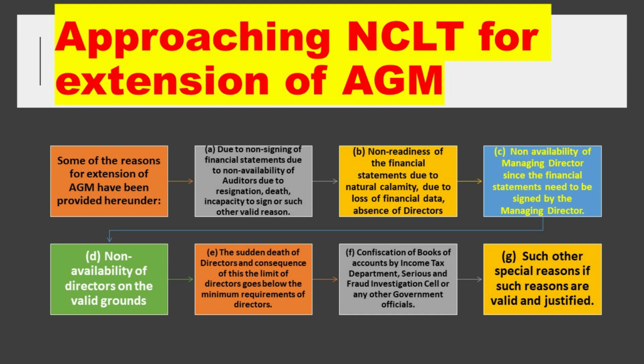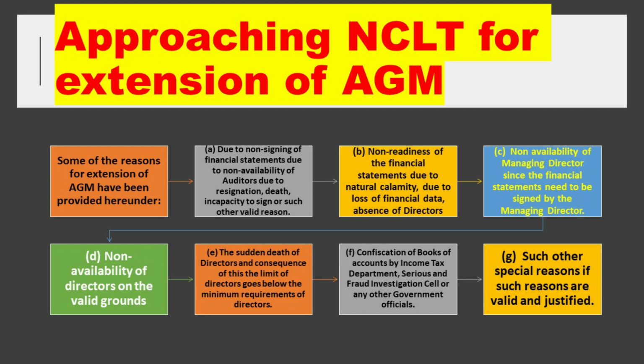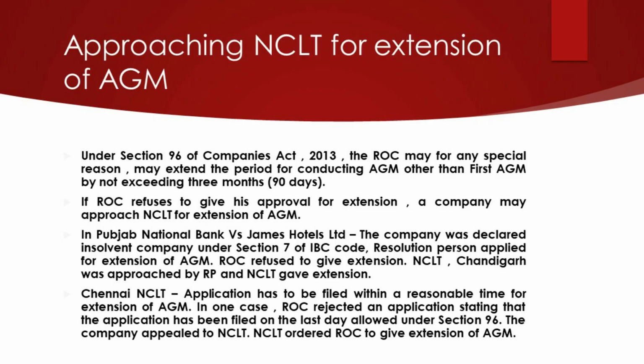Confiscation of books of accounts by the income tax department, the Serious Fraud Investigation Office, or any other government officials, such as the customs or excise department. In such a situation also, you can approach the ROC for extension of the AGM, or for other special reasons, if such reasons are valid and justified. You have to justify the reasons you have found, and only then can you approach the ROC, and then the NCLT, for extension of the AGM.